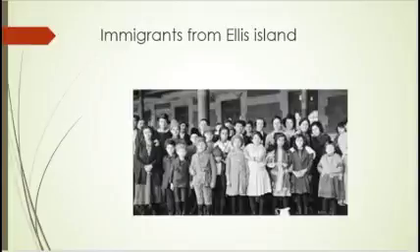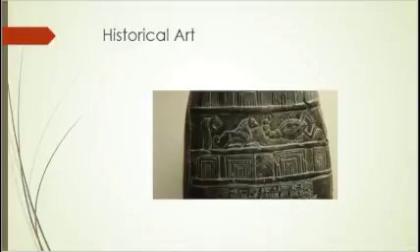Here's a picture of people who came through Ellis Island in the 1920s. There was a great deal of immigration happening in America. And finally, this is a picture of a stone, an actual artifact that has hieroglyphics on it, which is the writing of the time. So any of these three things would be an example of an historical record.